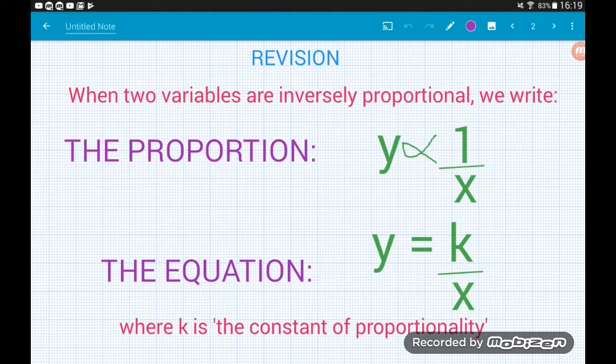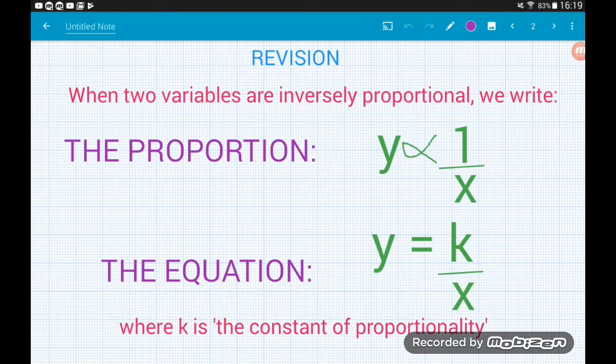So when two variables are inversely proportional, the proportion that we use, again we're just using y and x here as an example, we write down y is proportional to 1 over x. Remember, as the number on the bottom of a fraction increases in value, the value of the actual fraction itself decreases. For example, 1 over 10 is much smaller than 1 over 2. So as x is getting bigger, the value of that fraction is getting smaller, so the value of y is getting smaller. And the equation that we use then is y equals k over x.